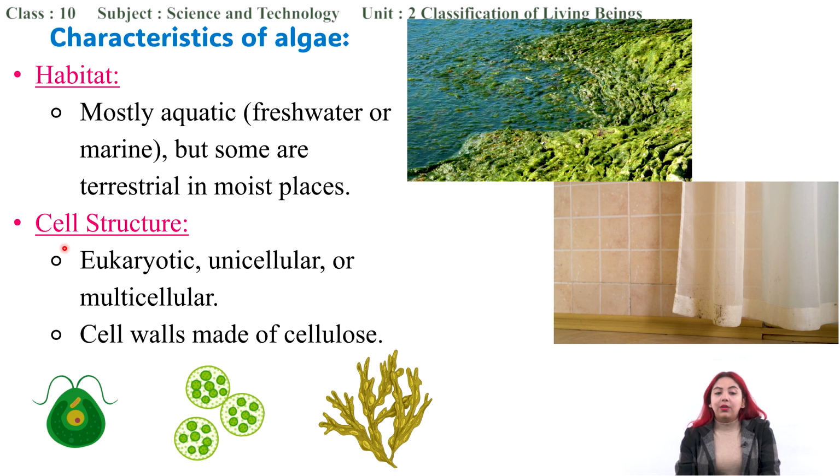Now let us study the cell structure. The structure of the algal cell is eukaryotic, meaning it has a nucleus and membrane bound cell organelles. It can be unicellular like Chlamydomonas, or it can be multicellular like Spirogyra. Their cell wall is made up of cellulose. So algae have a cell wall, and the cell wall is mostly composed of cellulose.